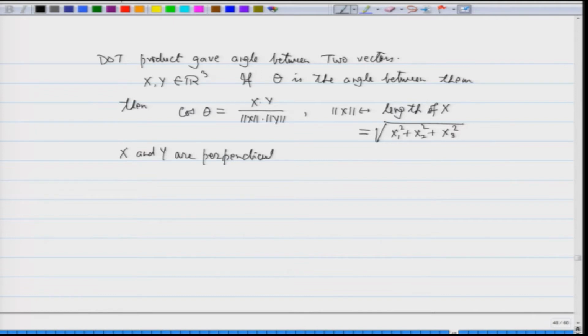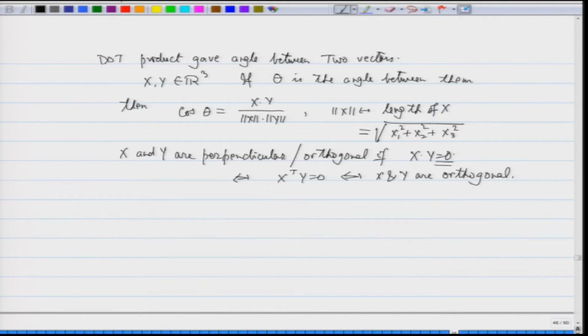And we said that x and y are perpendicular or orthogonal if x dot y was 0. Fine. So, here in this notion of matrix multiplication, it turns out that x transpose y is 0 if and only if x and y are orthogonal. Fine. So, I can talk of perpendicularity of things, all right.